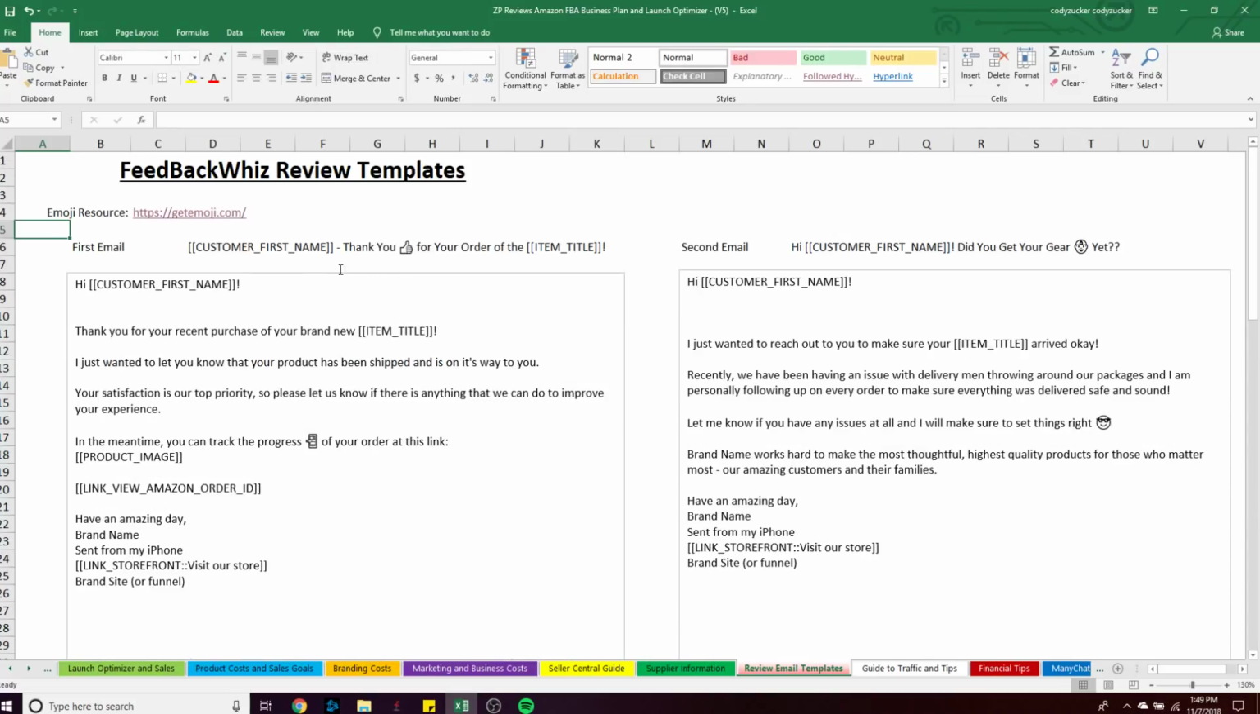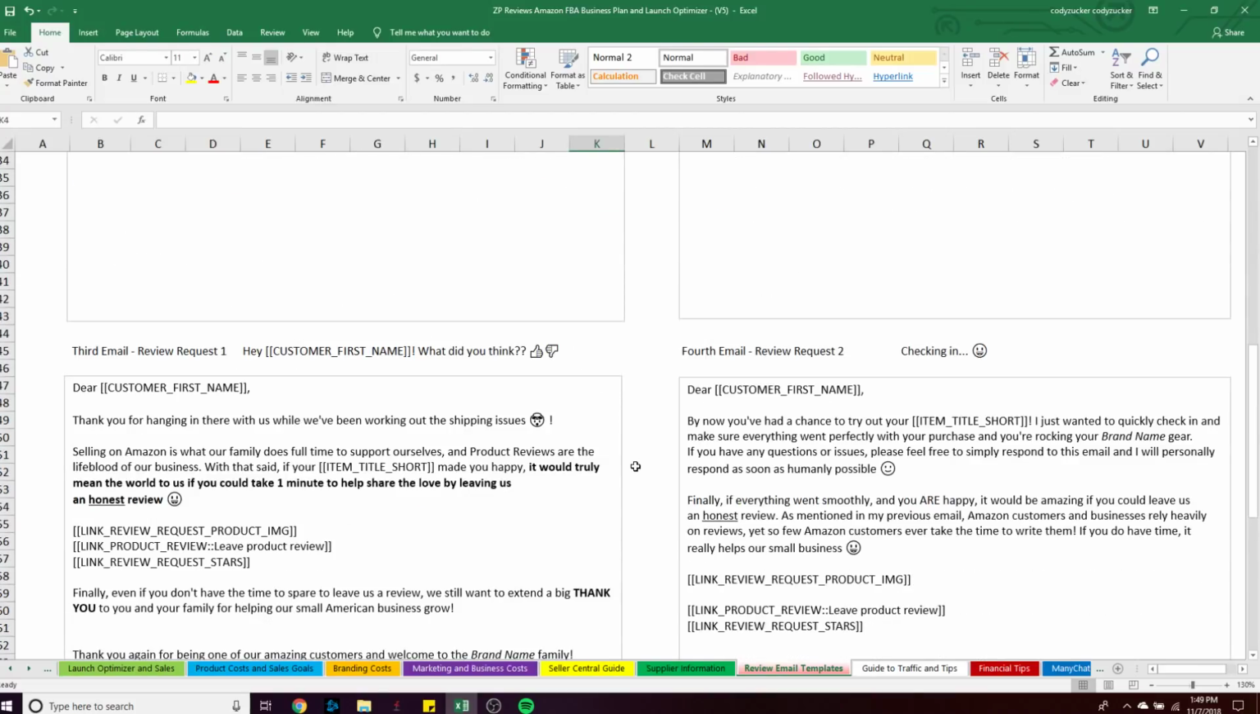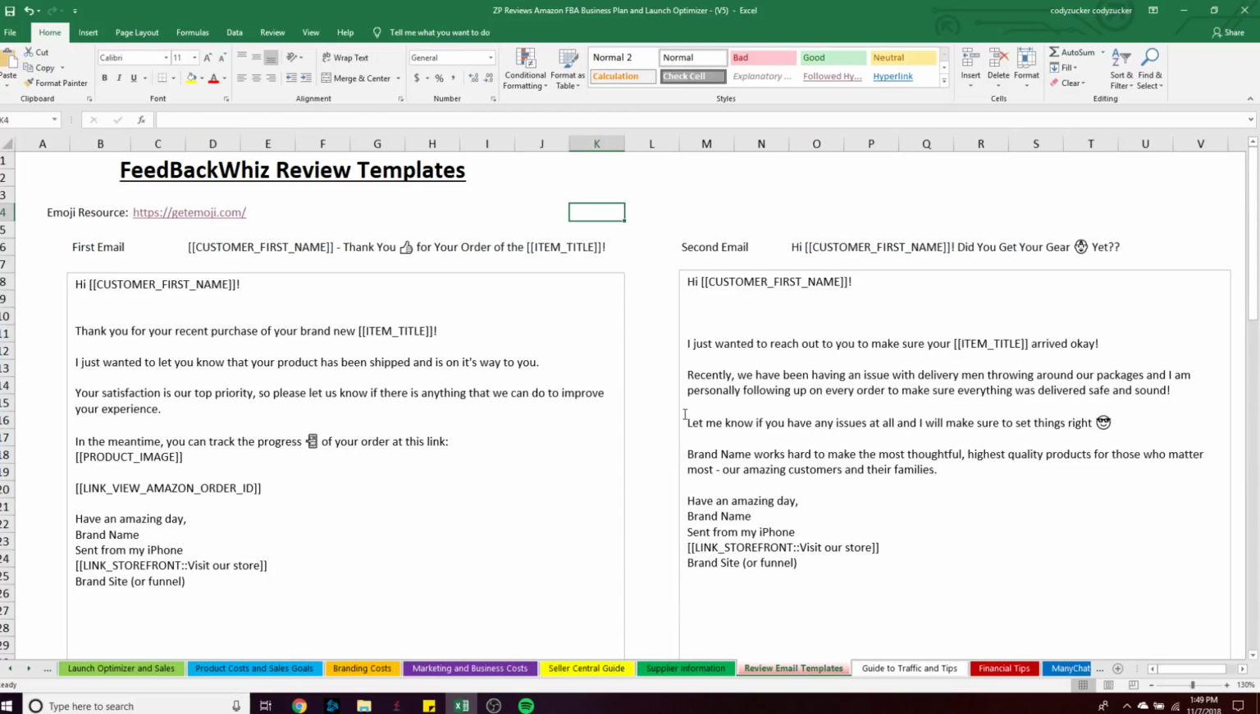And yeah, so obviously if you're using Feedback Wiz, this is really important because it allows you to automate this entire email chain with your customer. It's literally set it and forget it. Drew and I have used it since day one.